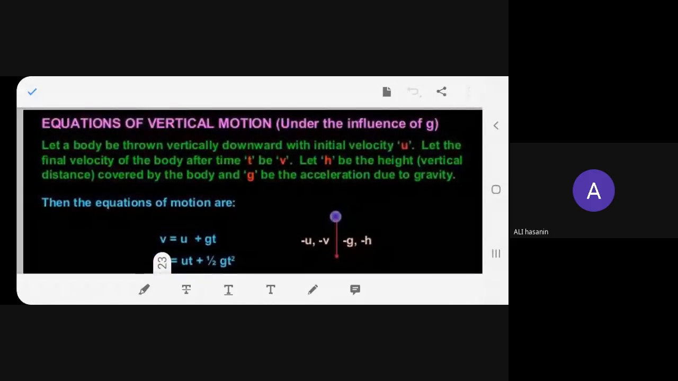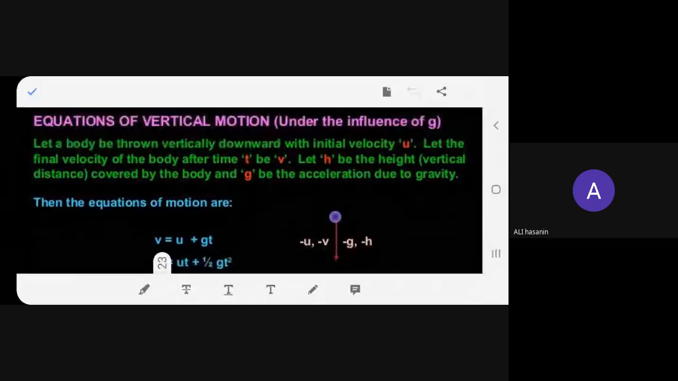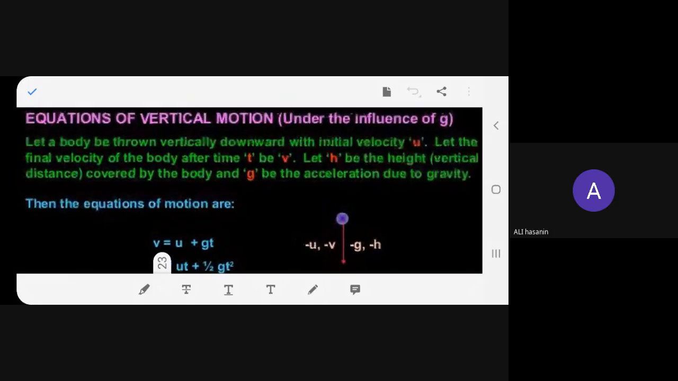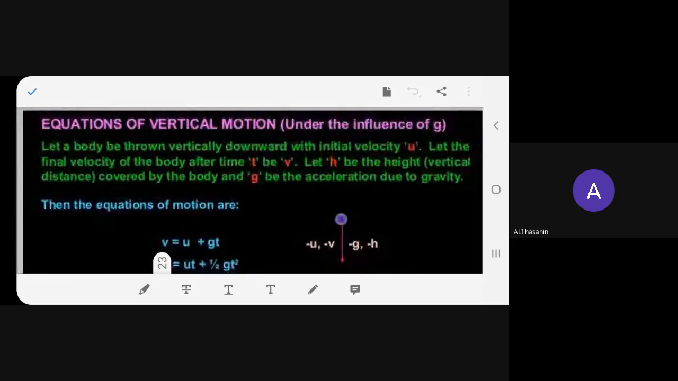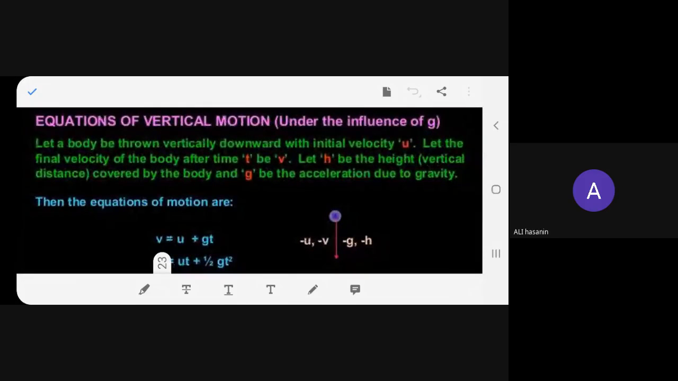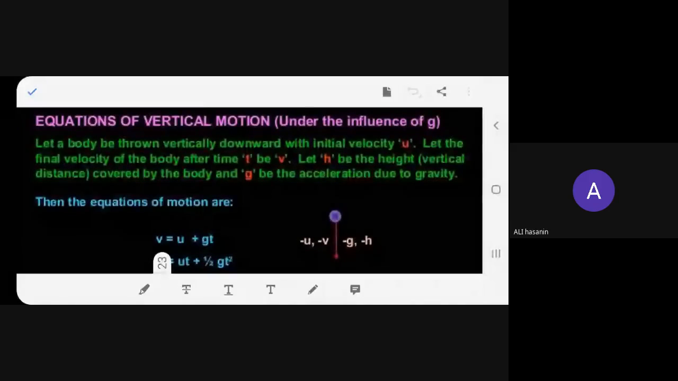so let's start now. We'll go equation by equation. There are three equations of motion. We will do one by one. We start with the equation of vertical motion under the influence of g. Let a body be thrown vertically downward with initial velocity u. Let the final velocity of the body after time t be v. Let h be the height, the vertical distance covered by the body, and g be the acceleration due to gravity.